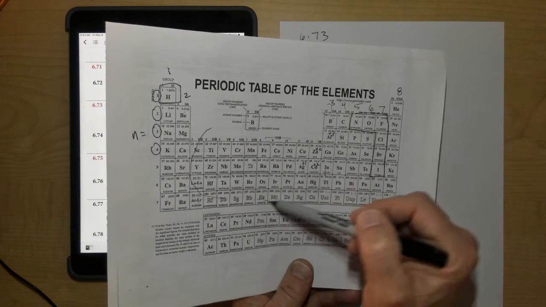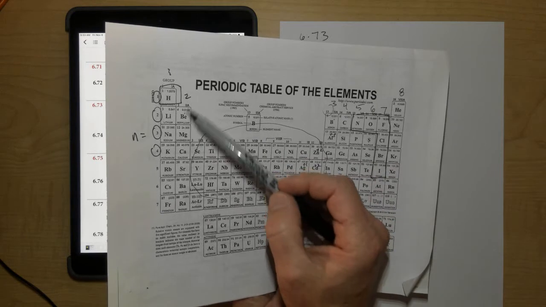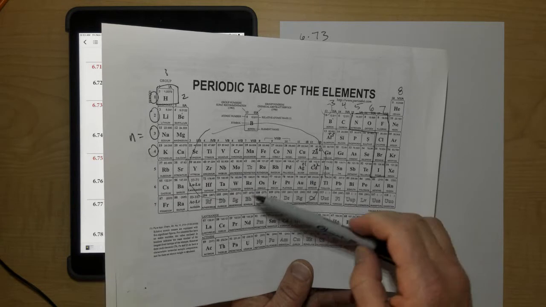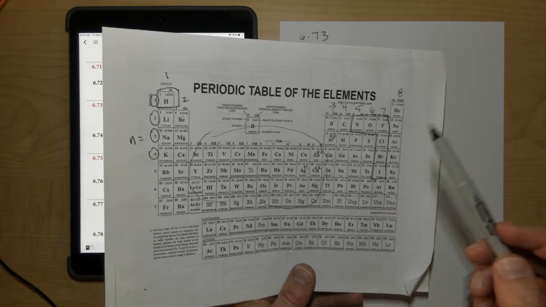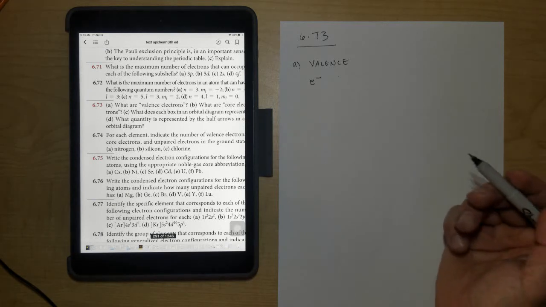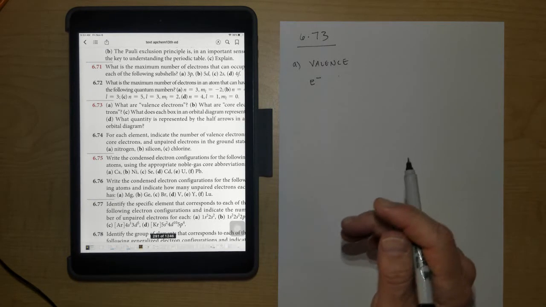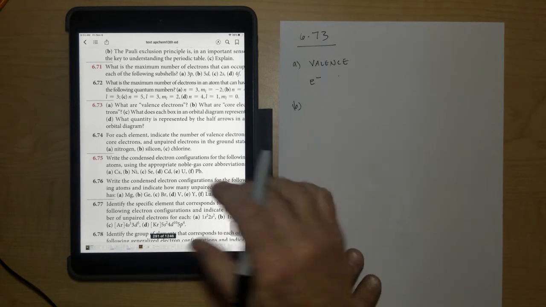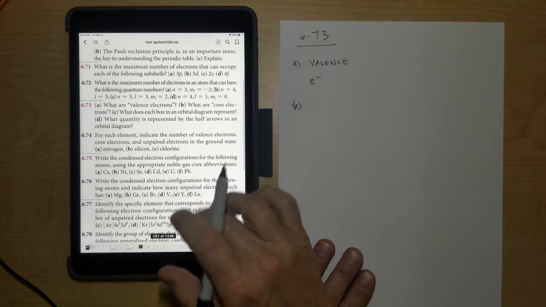We usually skip these right here because they've got these 2 valence electrons, and then they have d sublevel electrons which aren't involved in chemical bonding. One of the principles of valence electrons is that those are the ones that are involved in bonding, sharing, or stealing from one another when they stick together with something else. Letter B, what are core electrons?